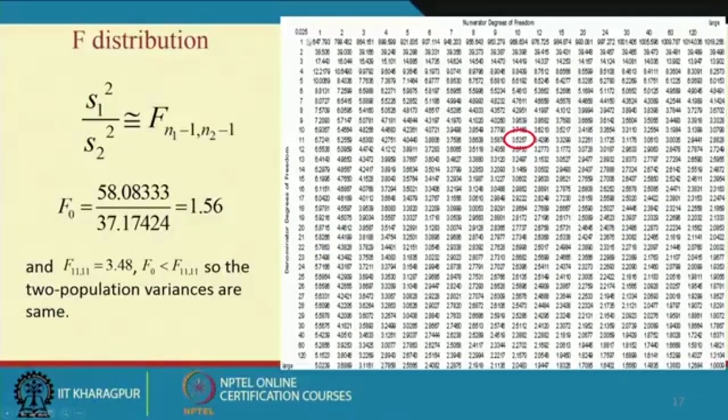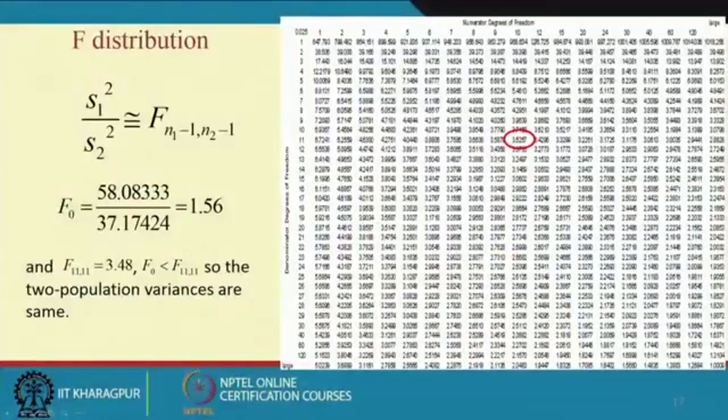Keep in mind, for every probability or level of significance, that is the probability value alpha or alpha by 2, the numerator degrees of freedom will be across the columns and the denominator degrees of freedom will be across the rows. And as it is 11, you look at the 11th row, and 11 on this side and 11 on this side also, because n is 12, so n minus 1 will be 11, not 10. But on the column side in this table, 11 is not available.